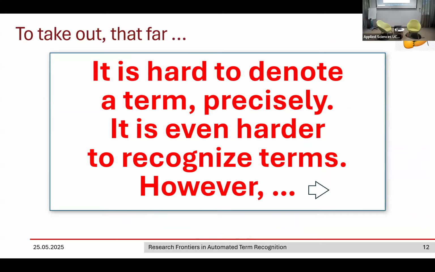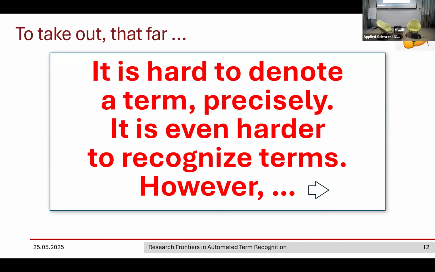So far, all those mental exercises we have undertaken were undertaken just to convince you that it's hard to denote a term precisely. The definition we used was imprecise, vague and implicit, in fact. And this is why it's even harder to recognize terms. However, even kids are quite keen in recognizing terms, in learning terms, also from texts.